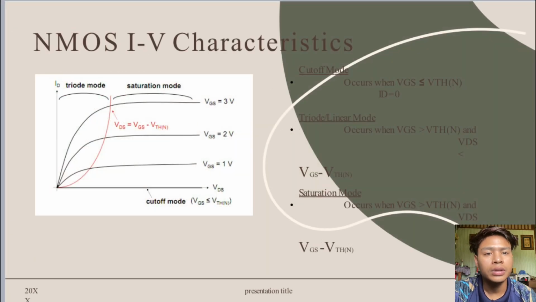This is a picture of the NMOS IV characteristic. Cut-off mode occurs when VGS < VTH, ID equal to 0. Triode linear mode occurs when VGS > VTH and VDS small. Saturation mode occurs when VGS > VTH and VDS larger.